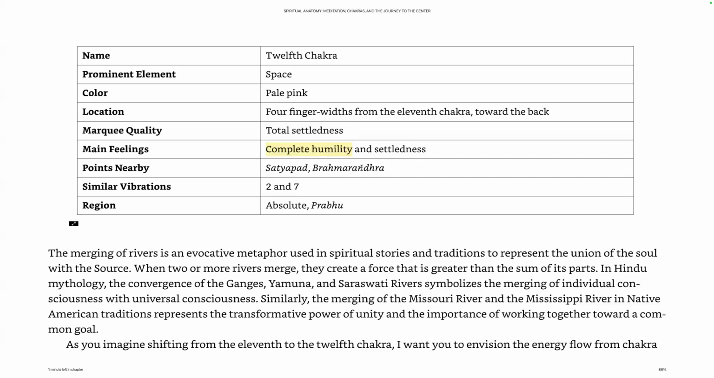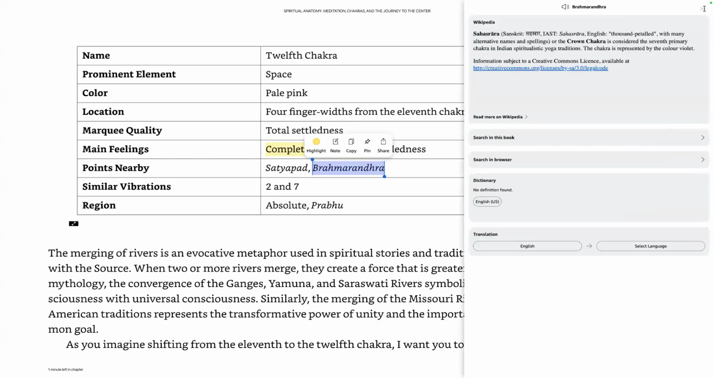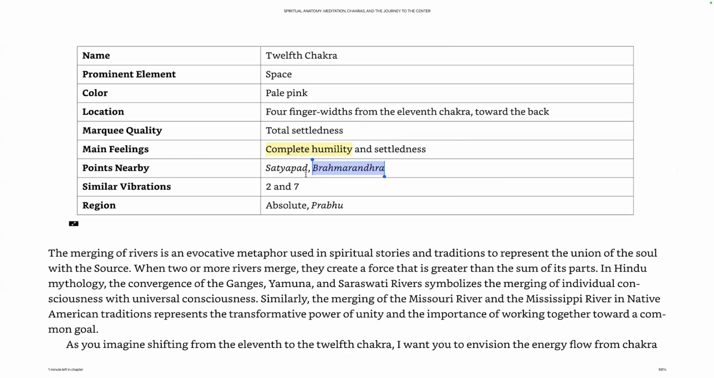Randra means hole. So there is a whole science behind this Brahmarandra. We'll talk about it. And similar vibrations are 2 and 7. Like I was showing you, 12 minus 5 is 7 and 7 minus 5 is 2. So 2 and 7 are the similar vibrations. And the region is absolute, Absolute Prabhu, correct?